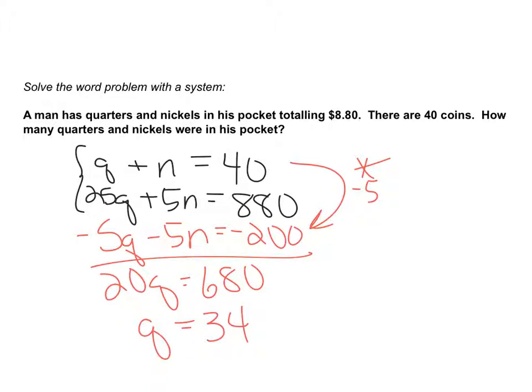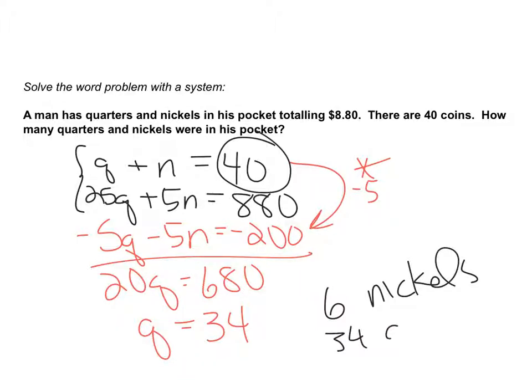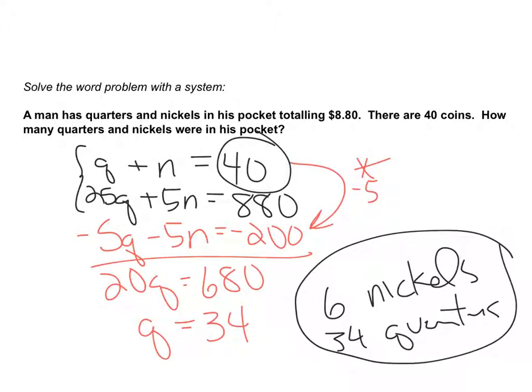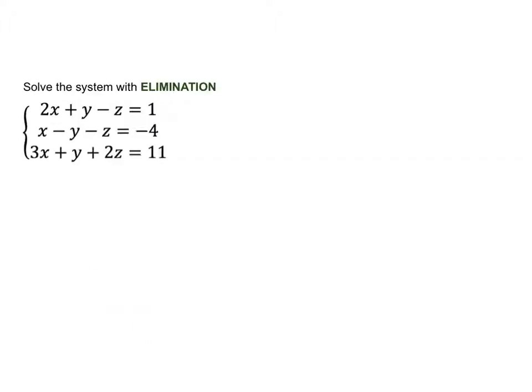Now, since we know we have 34 quarters and a total of 40 coins in the pocket, it must be 6 nickels after that. So 6 nickels, 34 quarters would be our answers. We don't write this as a point because we are answering a word problem here. All right, let's move on.